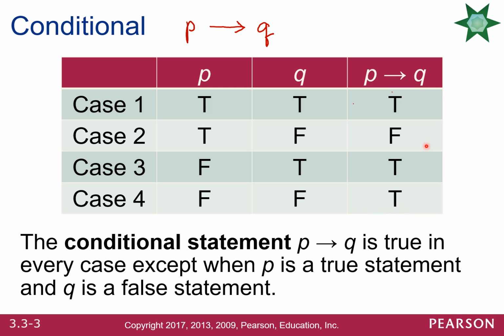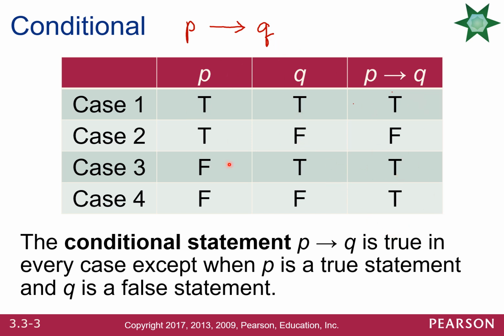All right, so we have to just know this table, and then it says the conditional statement P arrow Q is true in every case except when P is a true statement and Q is a false statement. So the only place when the conditional will resolve to a false is when P is true and Q is false. All right, otherwise it's always true.